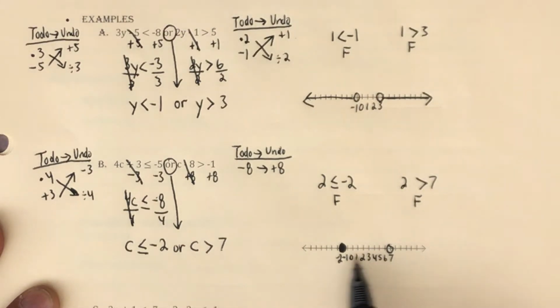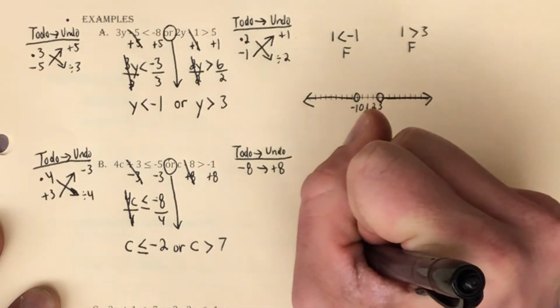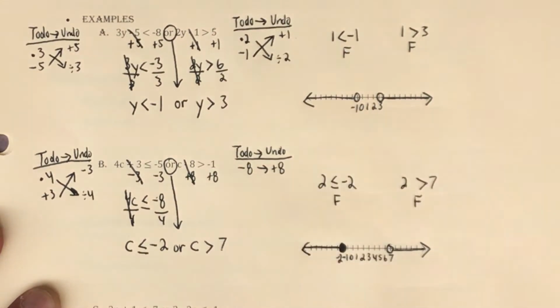So that means everything in between the two circles are not solutions, which means that everything going in the opposite directions of each other would be solutions. And remember, with compound or inequalities, it should always be two circles with arrows going in opposite directions. So that is correct.